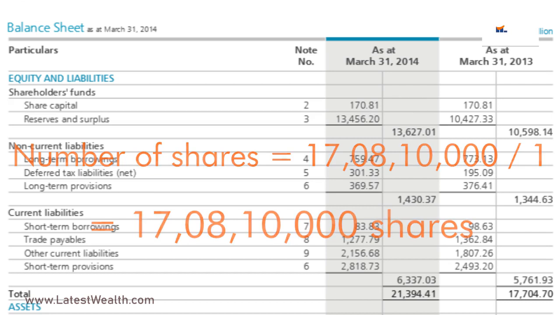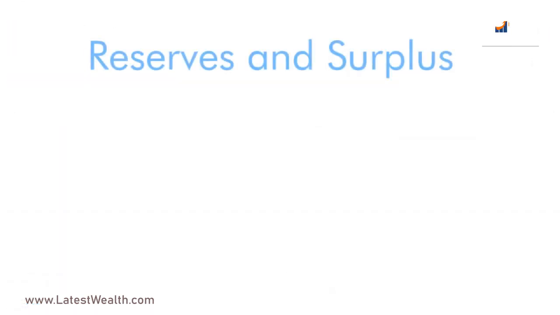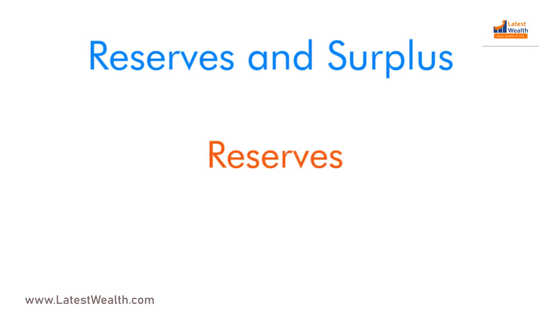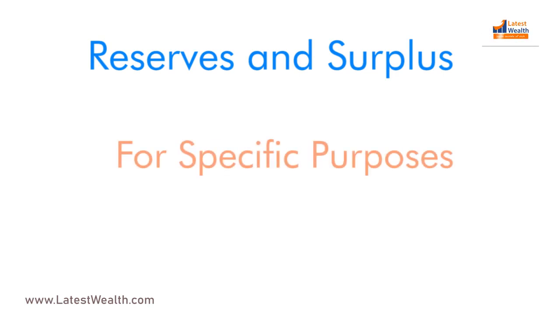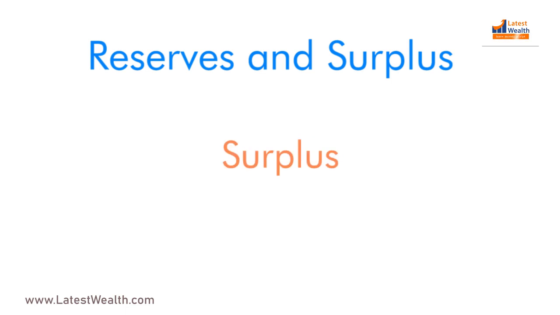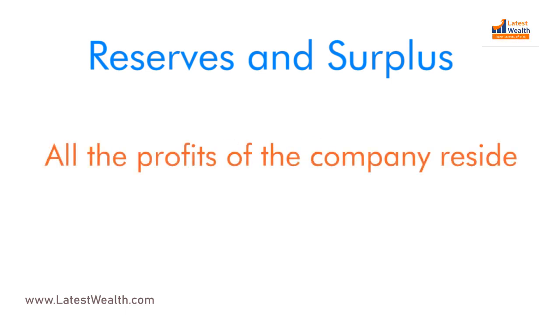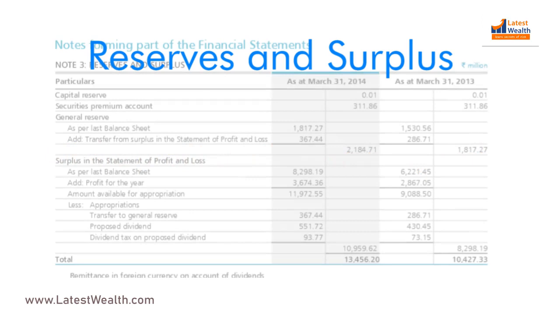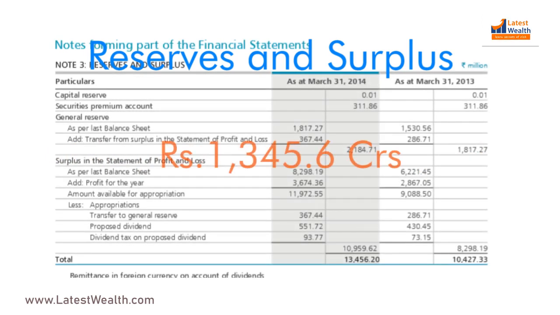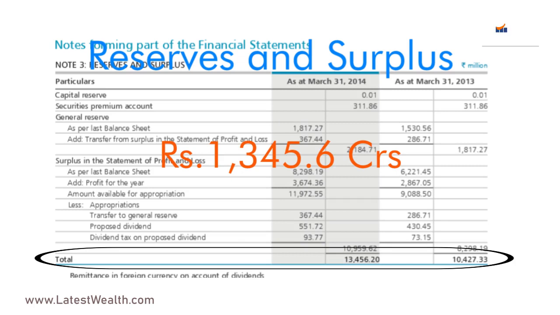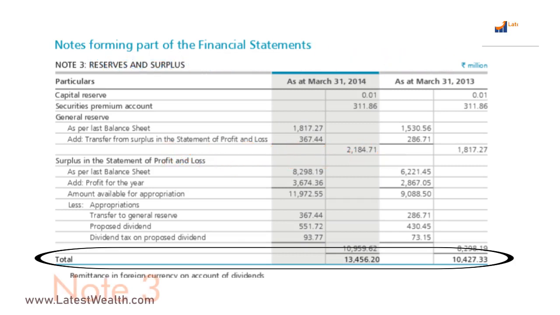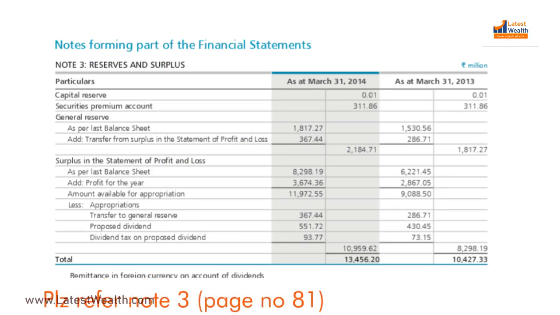The next line item in the liability side of balance sheet is reserves and surplus. Reserves are usually money earmarked by the company for specific purpose. Surplus is where all the profits of the company reside. The reserves and surplus of ARBL stands at rupees 1345.6 crores. The reserves and surplus have an associated note, number 3. Let us look into the same. Please refer note 3. That is page number 81.